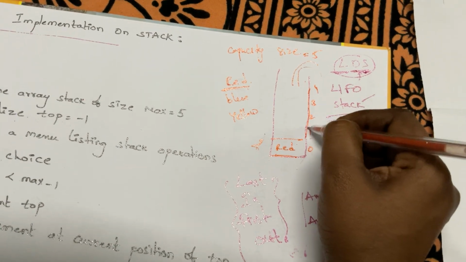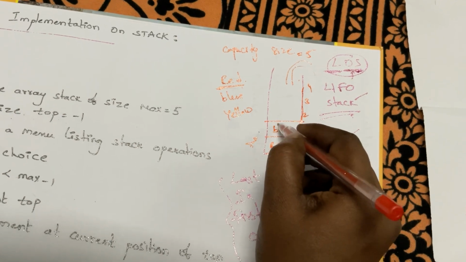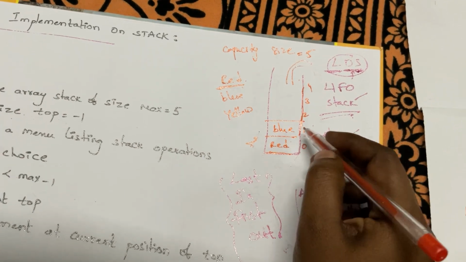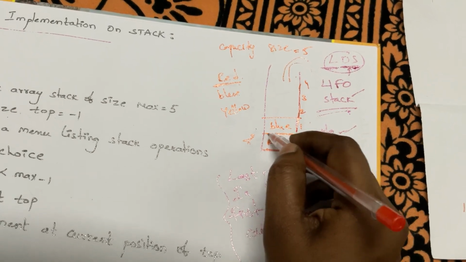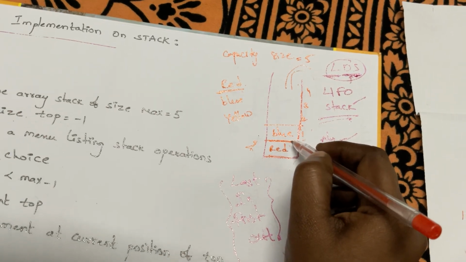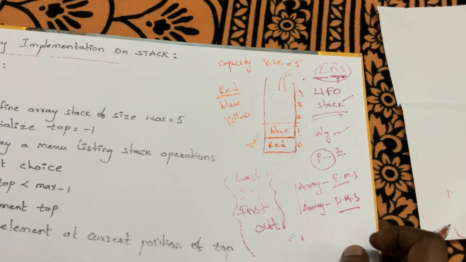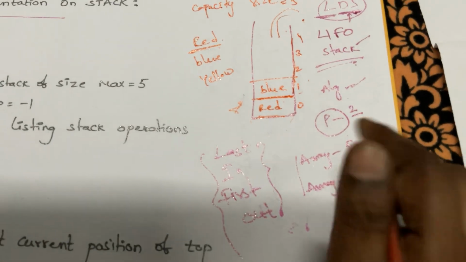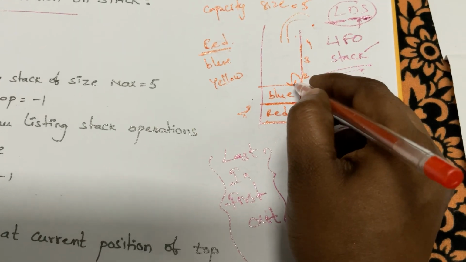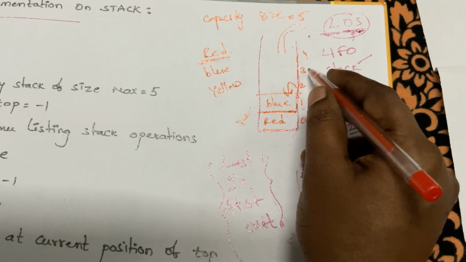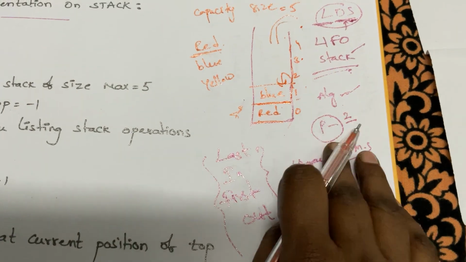Now I have placed the red ball here. Still four more places are left, so I place the blue ball. Which ball did I insert just now? The blue ball. Which ball can I take out now? Blue only. So this is last in, first out. Last in, first out means whatever we inserted last can be taken first. That is the concept of stack.